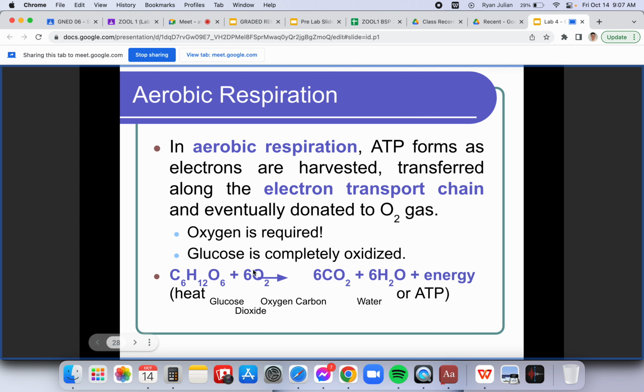And for the general formula for aerobic respiration, kindly refer to this formula that we have here. So we have C6H12O6 plus 6O2, which is equivalent to 6CO2 plus 6H2O plus energy, or in the form of ATP. C6H12O6 is glucose, 6O2 is oxygen, CO2 is carbon dioxide, and H2O is, of course, water.